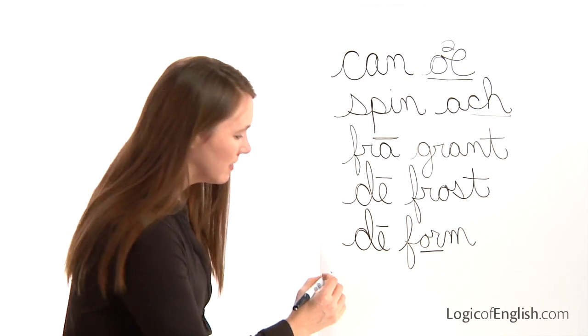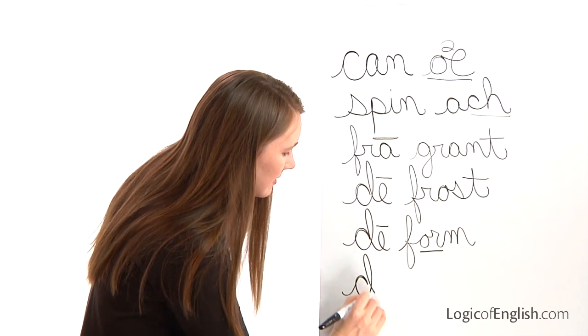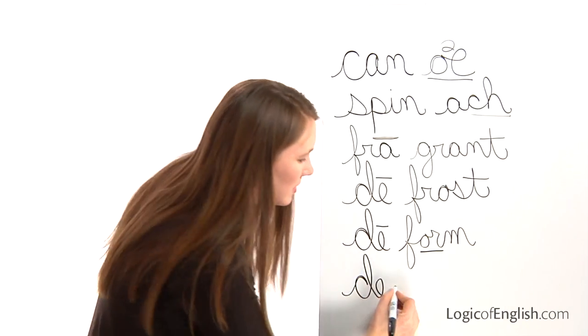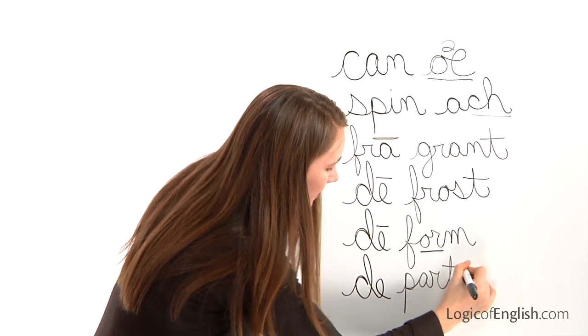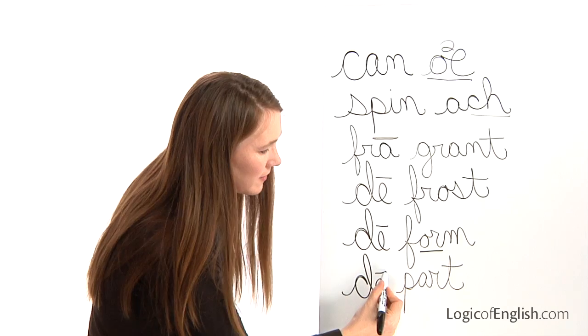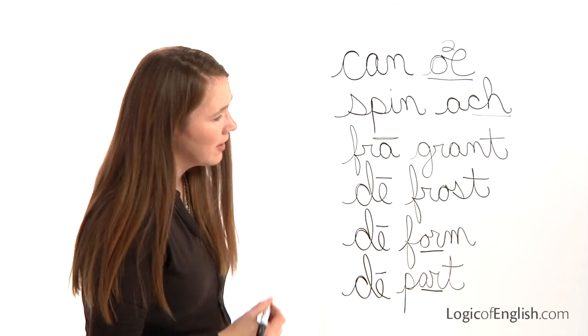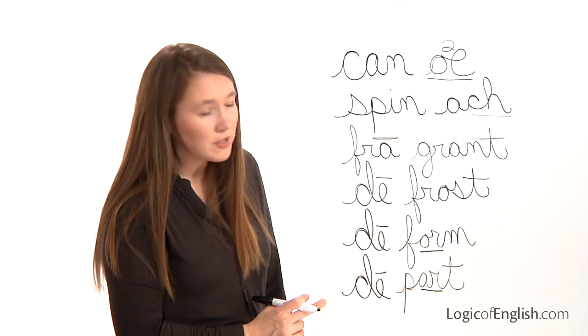And now help me to write it. The first syllable is D, E. The second syllable is part, p, a, r, t. And how will we mark it? We'll put a line over the E and we'll underline the R. Now, how are these 3 words related?